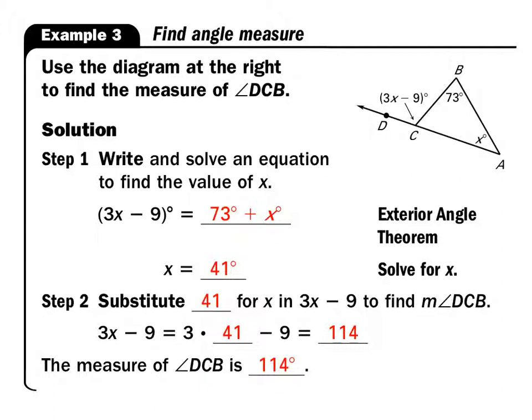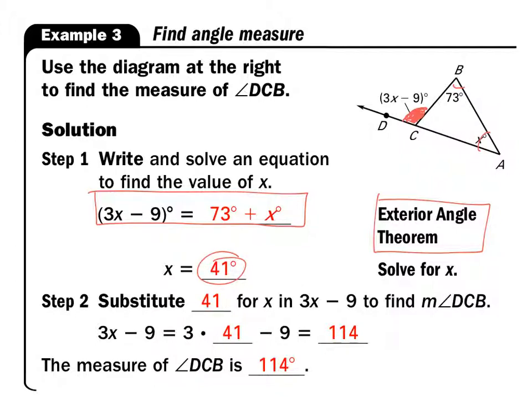Okay, let's look at this example, how we can use those theorems. It says, use the diagram at the right to find the measure of DCB, which is this angle right here, which is 3x minus 9 degrees. Now, we know that by exterior angle theorem, the exterior angle of a triangle should be the sum of the non-adjacent two angles. So by that definition, we can set this equation up. 3x minus 9 equals 73 plus x. And if I do a little bit of algebra, I should have my x equals 41 degrees.